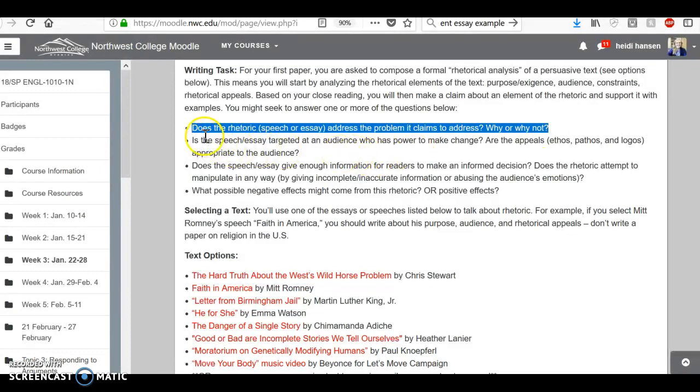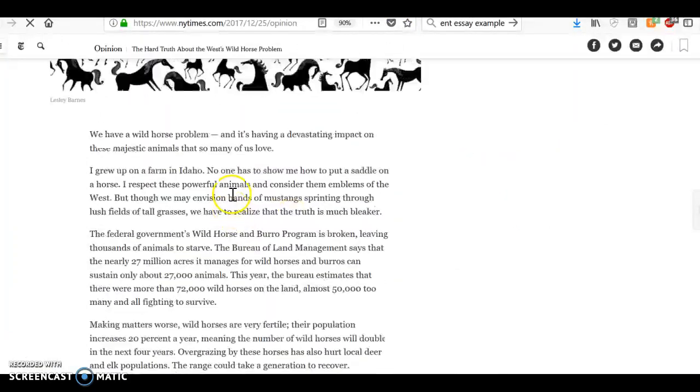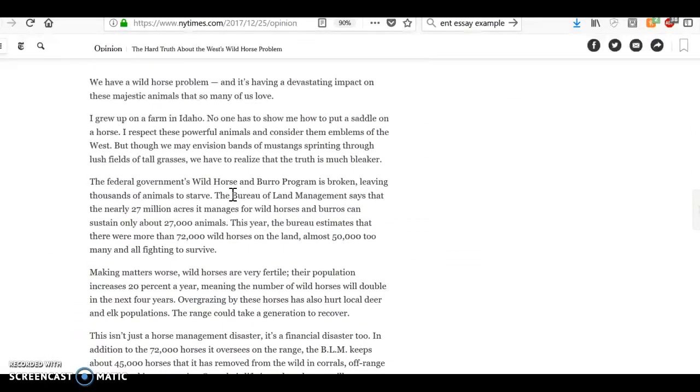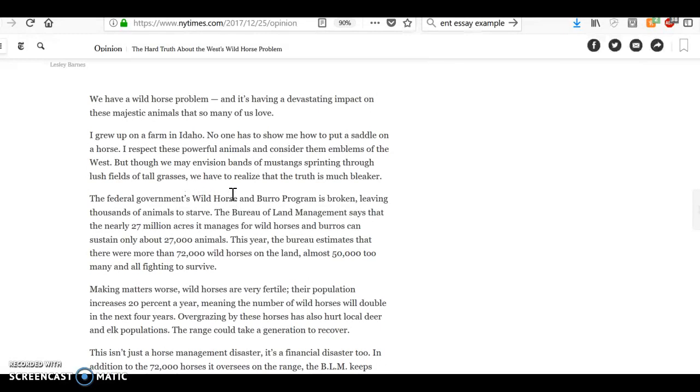So, for example, this says, does the rhetoric, like the speech or essay, address the problem it claims to address? Why or why not? If I were to use this hard truth about the Wild West horse problem, then I would say the kind of stated purpose here is to talk about a solution or those hard truths for what to do with wild horses in the West. So if I'm going to make a claim, then my claim would be either that the essay does or does not address that purpose in an effective way, and I would explain why.